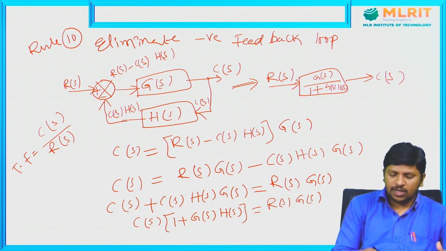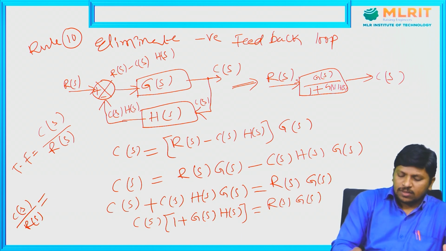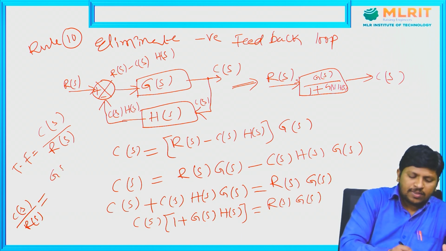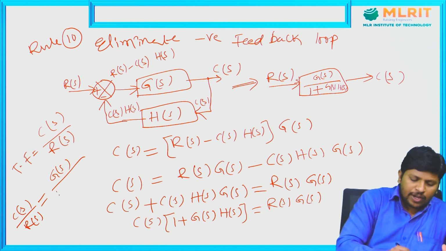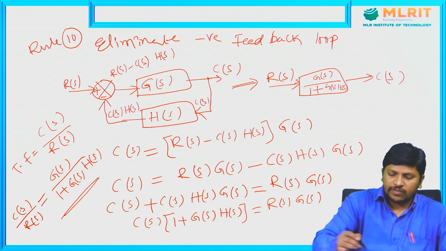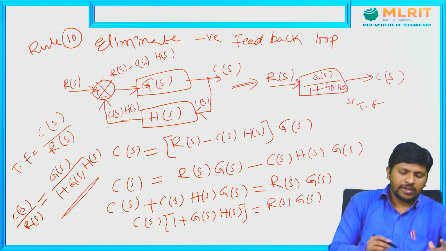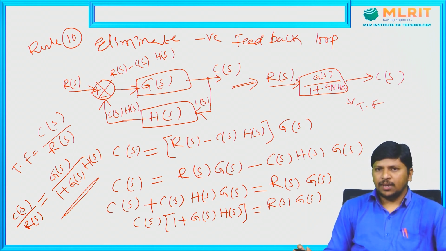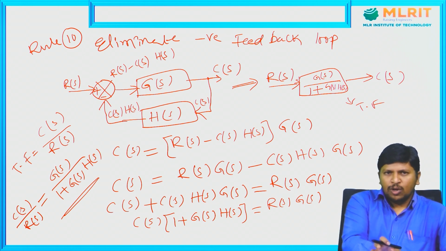This is the input signal, output signal. Finally we get the transfer function C of S by R of S equals G of S divided by 1 plus G of S into H of S. This is the transfer function. This is the transfer function representing in the block, right? We get the same transfer function. Like this we are going to reduce the available negative feedback loop.